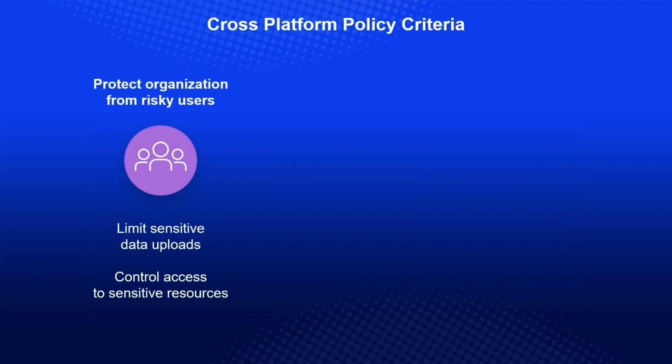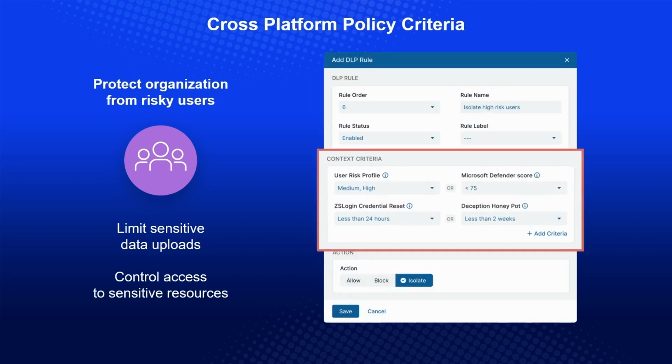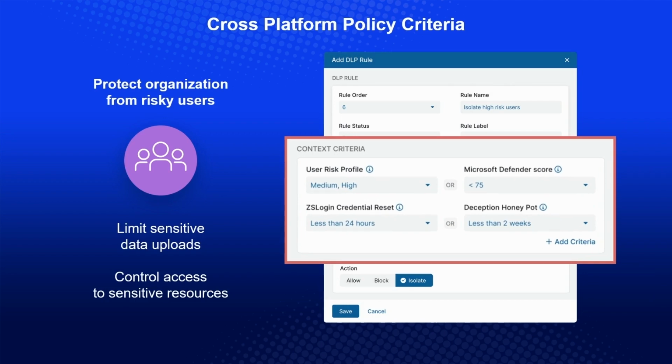Great, so let's say you want to use this information to protect your organization. Let's say you want to detect risky users and limit their ability to upload sensitive data or access sensitive resources. With the work that we're doing, it's going to make it very easy for you to define context criteria for policies that take in signals from a bunch of different sources, such as the user risk profile, endpoint security, any anomalies from authentication, or activity detected by deception.